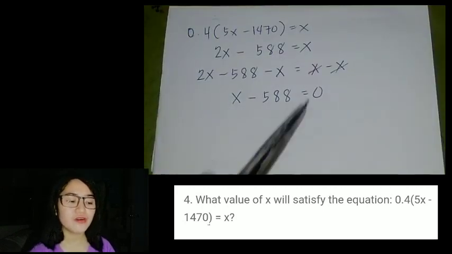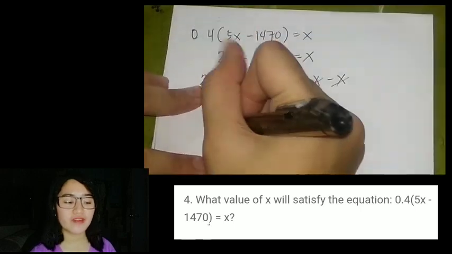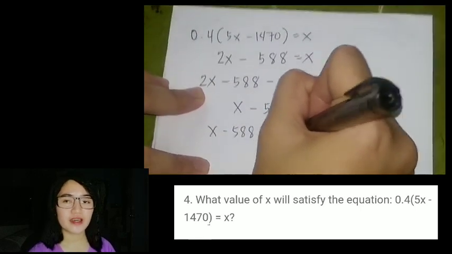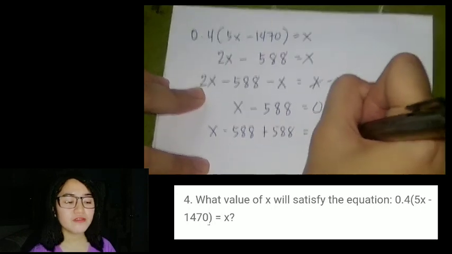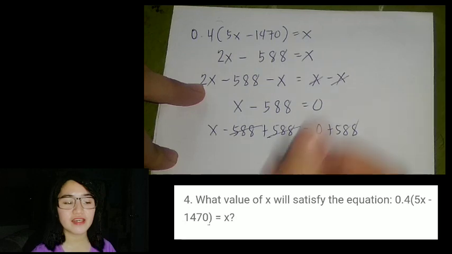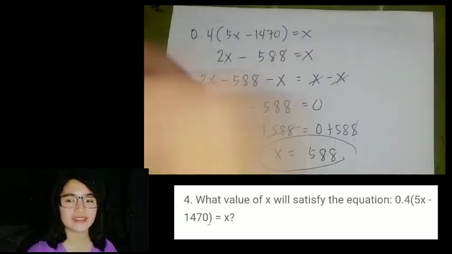And then, meron pa tayong negative 588. So, para mawala naman siya, kailangan natin mag-add ng positive 588. And then, mag-add din tayo ng 588 doon sa kabila. So, nakuha na natin yung goal natin na maiwan yung x. And then, sa kabila, is-simplify na lang natin. So, 0 plus 588, that is 588.